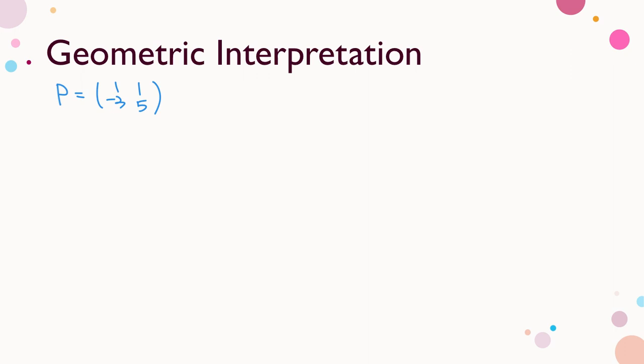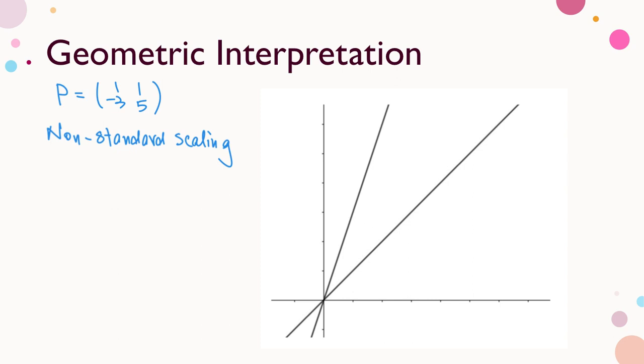As P maps 0 to 0, we try to regard P as a non-standard scaling. That means the scaling is done not along both axes, but along two skewed lines passing through the origin. Referring to the diagram, let the scaling factors along the lines L1 and L2 be lambda1 and lambda2 respectively.